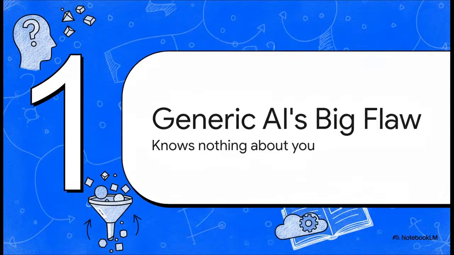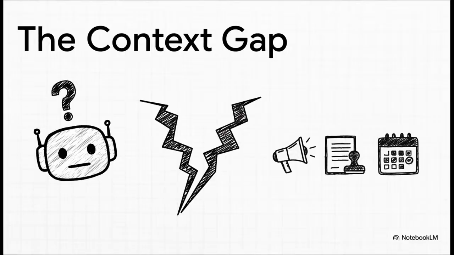Look, tools like ChatGPT are incredible. There's no doubt about it. They've basically read the entire public internet. But here's the catch. In a professional setting, that exact strength, their massive general knowledge, is also their biggest weakness. See, they're designed to be generalists, but most of our work requires a specialist. And this is what we call the context gap.